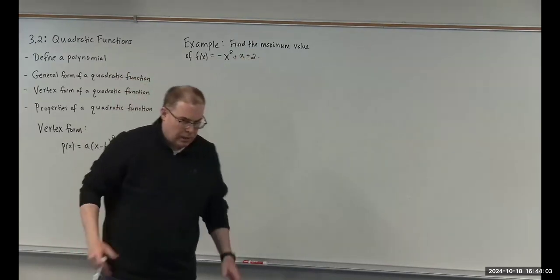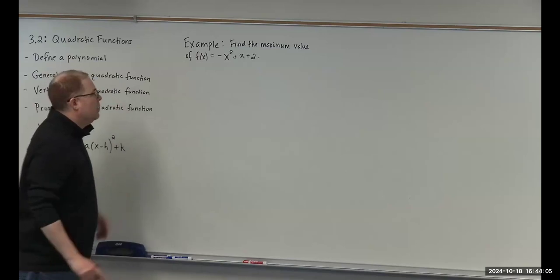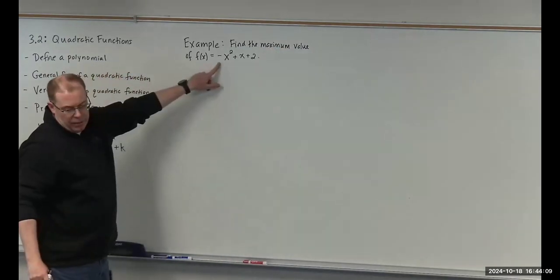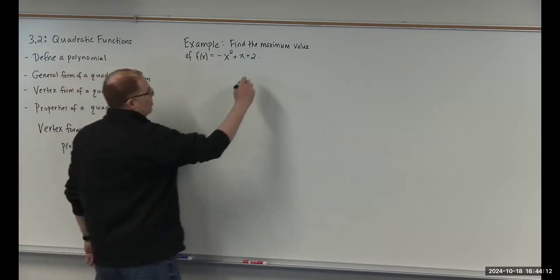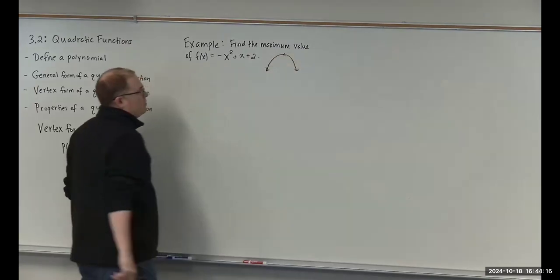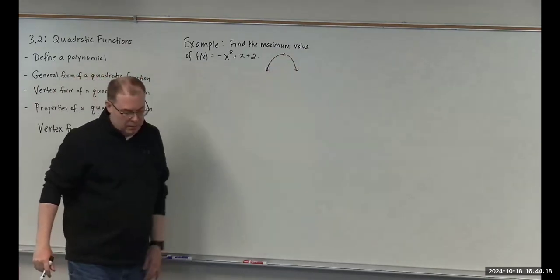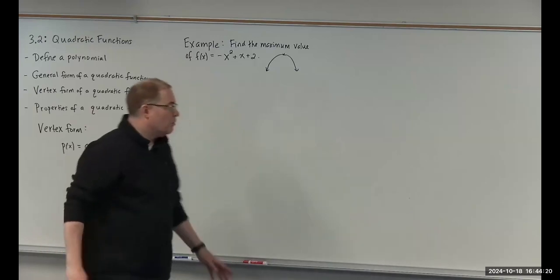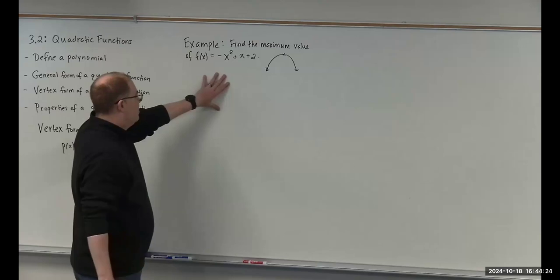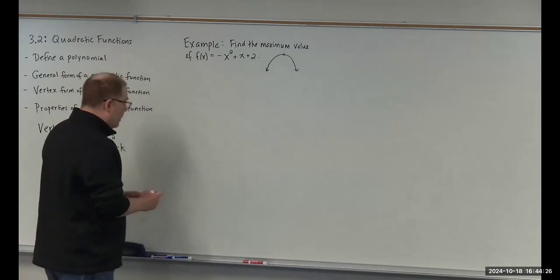First of all, how do we even know that this is going to have a maximum value? Well, we know the leading coefficient is negative, so that means the curve, in general, is going to do something like this. That's where you have the relative max. So we can use completing the square to put this into vertex form. Let's do that.